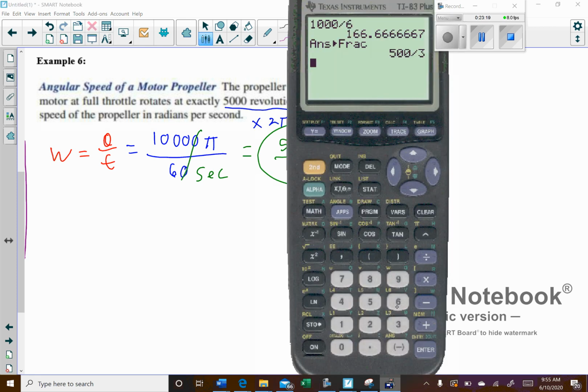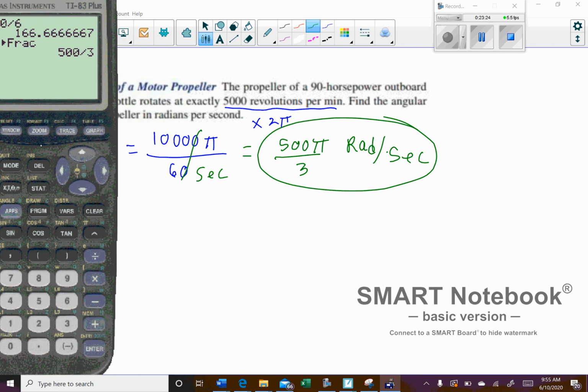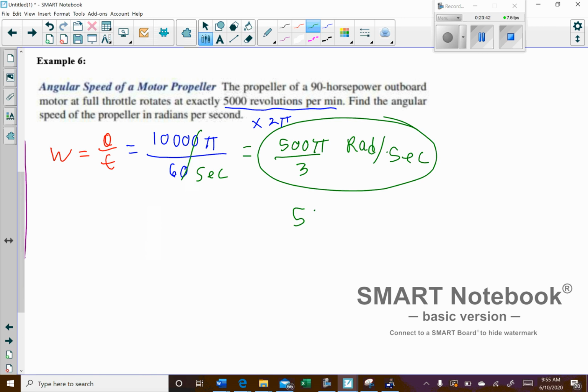And then if we want to, we can go ahead and put that in the calculator to get our decimal, because that's what they're going to ask you for on the homework. So we'll go ahead and multiply that by pi, 500 over 3 times pi, and that'll give us 523.6. So 523.6, and that'll be radians per second.